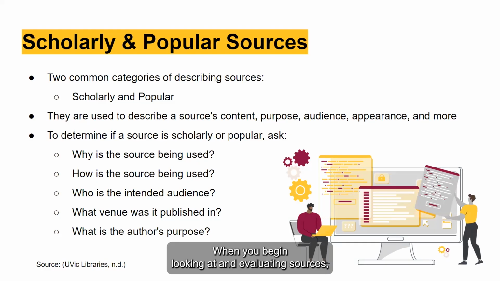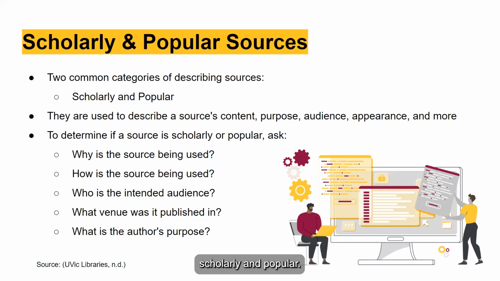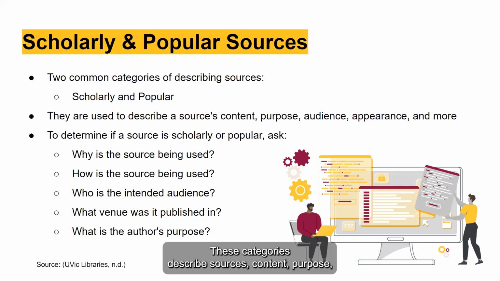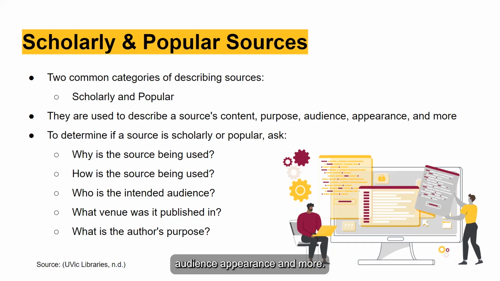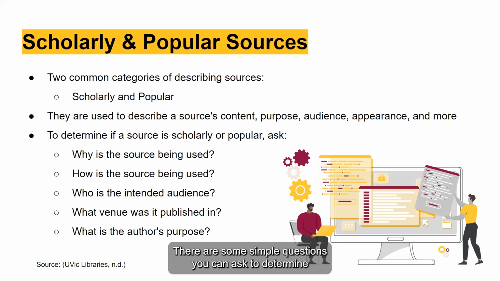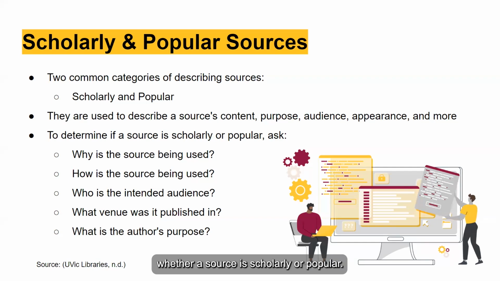When you begin looking at and evaluating sources, it's important to note that there are two common categories: scholarly and popular. These categories describe a source's content, purpose, audience, appearance, and more. There are some simple questions you can ask to determine whether a source is scholarly or popular. Like, why is the source being used? How is the source being used? Who is the intended audience? What venue was it published in? And what is the author's purpose?